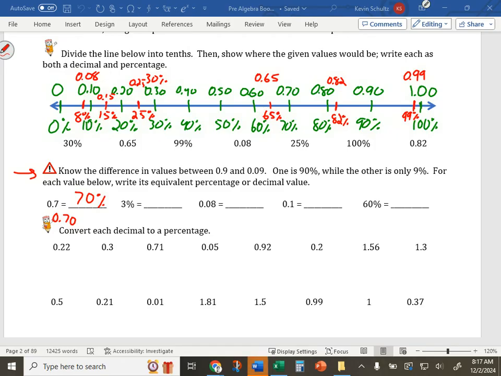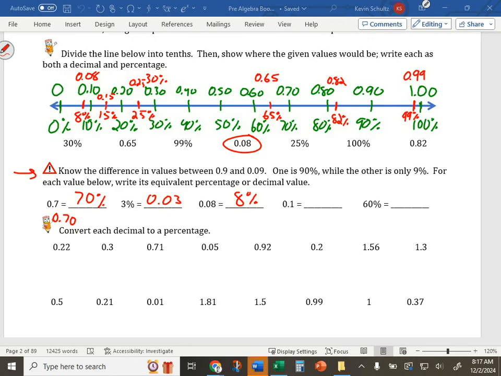3%, it might be very tempting to write this as 0.3. Was that right? No. What do you need? 0.03, right? 0.03. Just kind of how this 0.08 that we had up here was 8% there. Which shows up again, okay? 0.08, that's 8%, because that 0 is on the left side of the 8, okay?